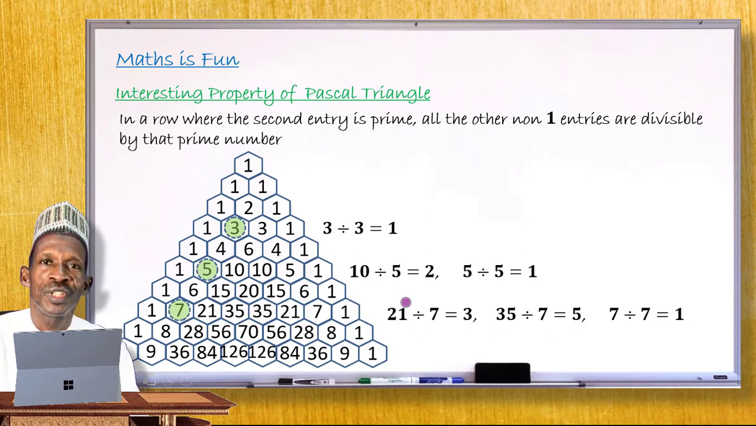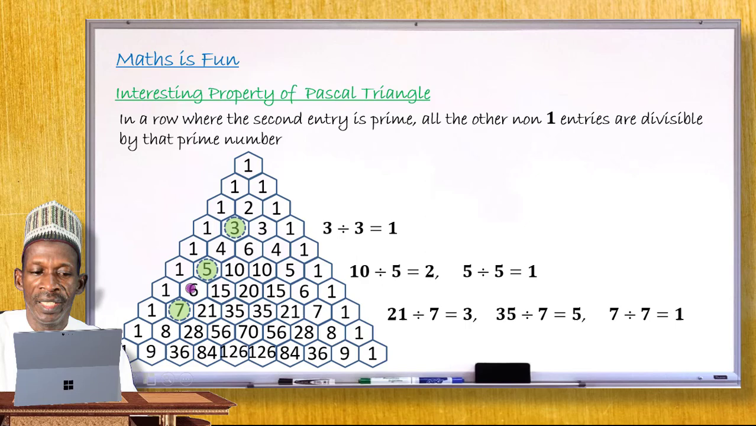So this is another interesting property of the Pascal triangle, which I believe you never noticed. Even those who know what the Pascal triangle is never notice this interesting property. We will still see another interesting property of the Pascal triangle in our next lesson.